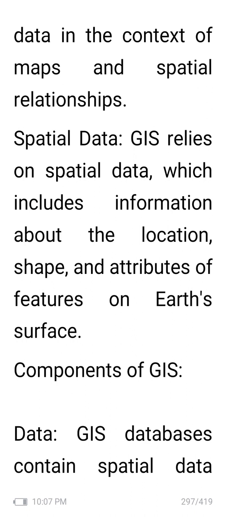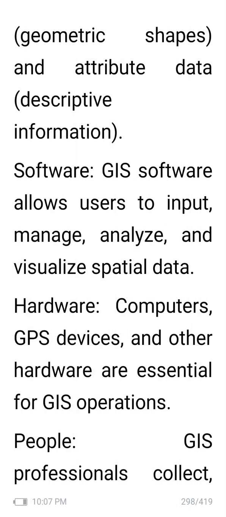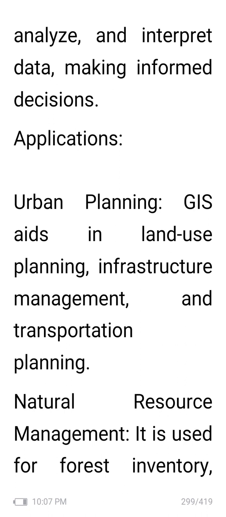So, components of GIS. Databases contain spatial data, geometric shapes, and attribute data, descriptive information. Software: GIS software allows users to input, manage, analyze, and visualize spatial data. Then hardware: computers, GPS devices, and other hardware are essential for GIS operations. People: GIS professionals collect, analyze, and interpret data, making informed decisions.